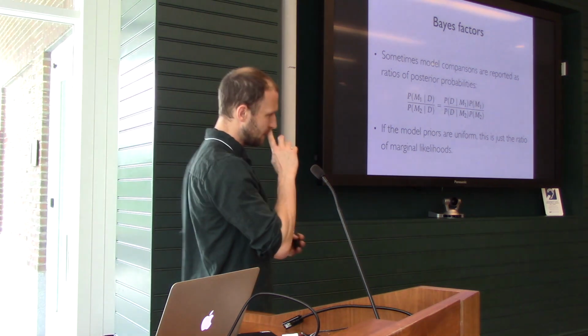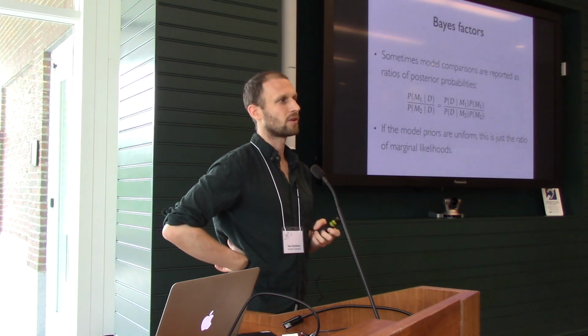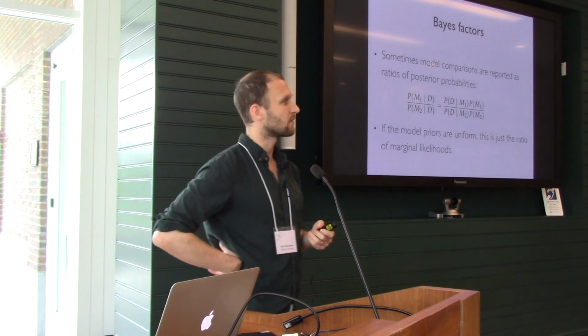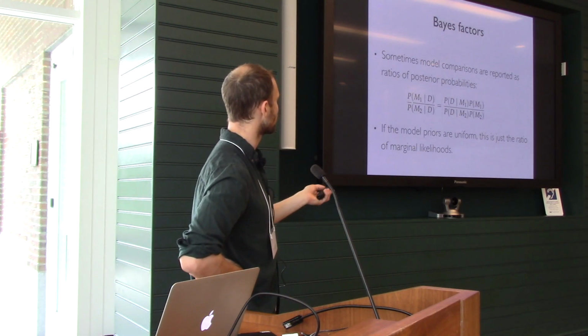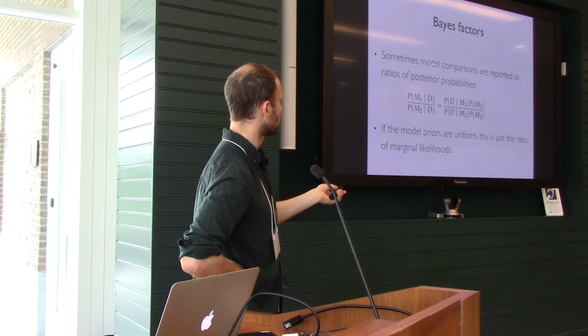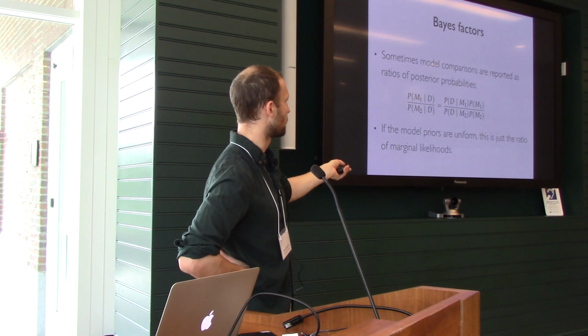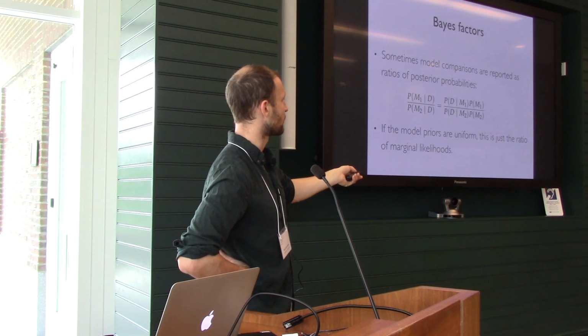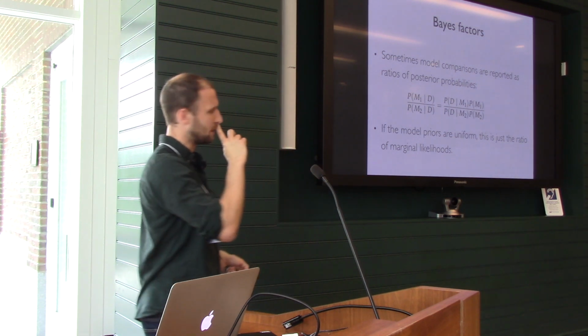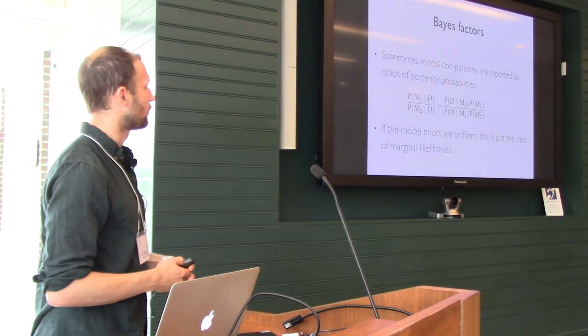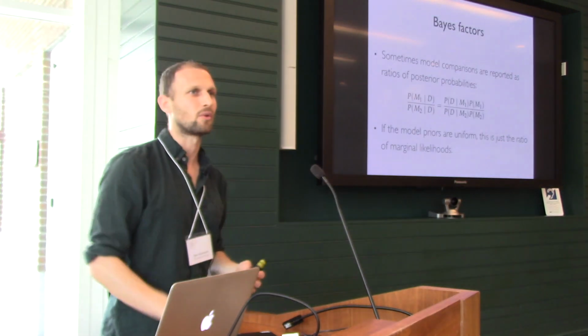Just a note on terminology. Sometimes people report the results of model comparison in terms of Bayes factors. These are just ratios or logs of ratios of marginal likelihoods, or really of the posterior probabilities. But if you have uniform priors, then again, these are just ratios of marginal likelihoods. And this is just another way of reporting the same results.